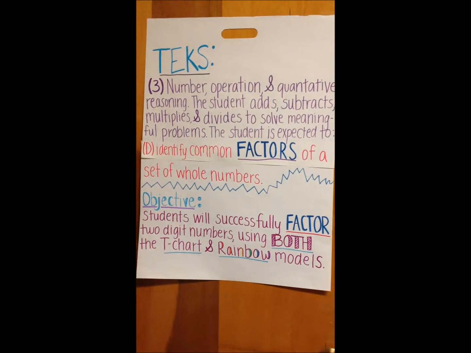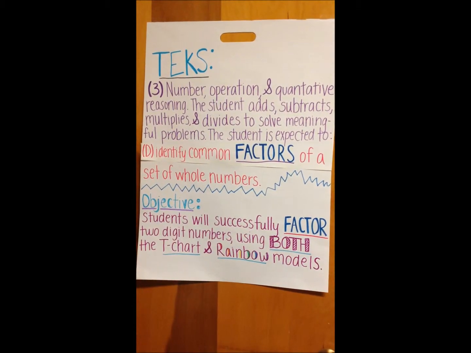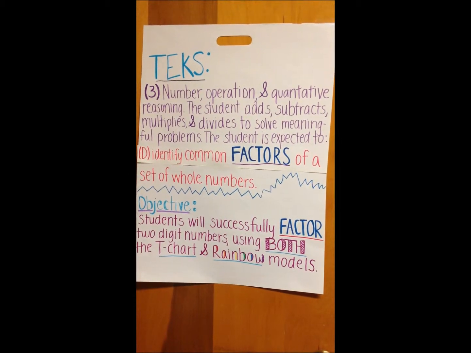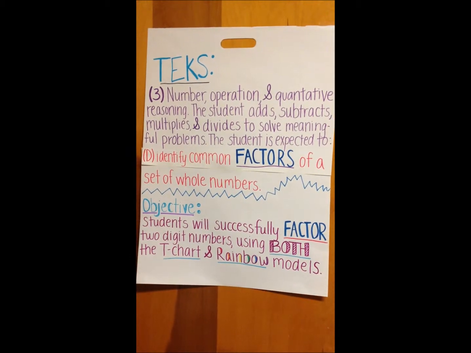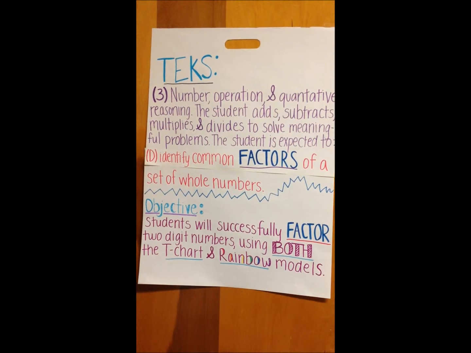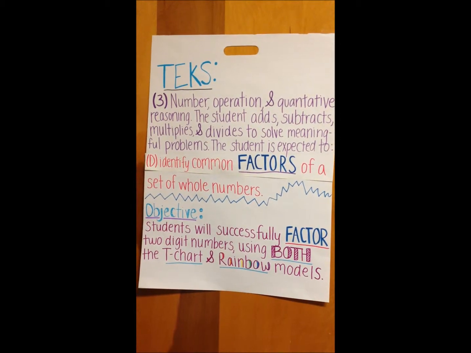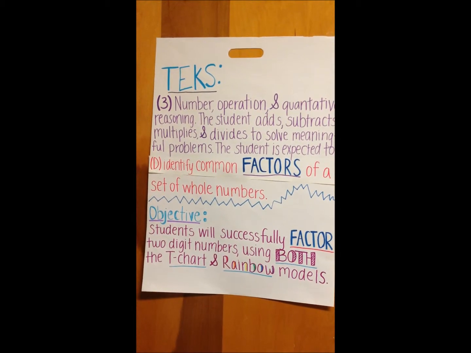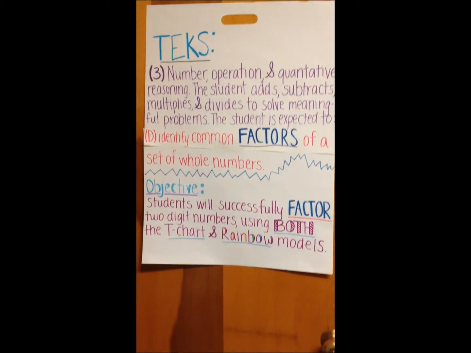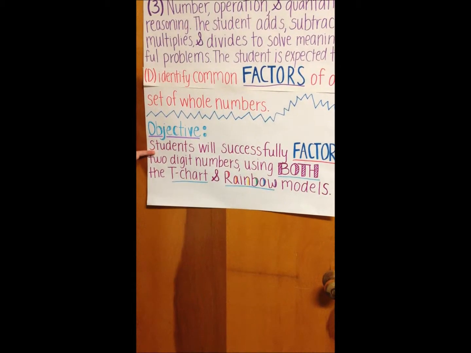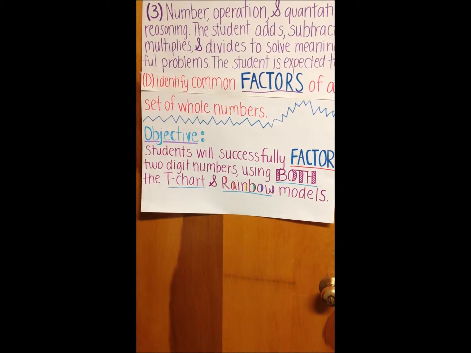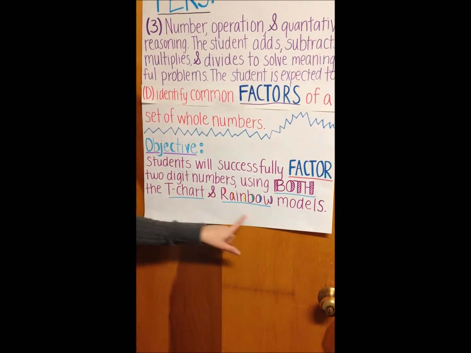And here are our TEKS for this lesson. Number operation and quantitative reasoning. The student adds, subtracts, multiplies, and divides to solve meaningful problems. The student is expected to identify common factors of a set of whole numbers. So our objective is students will successfully factor two-digit numbers using both the T-chart and the rainbow models.